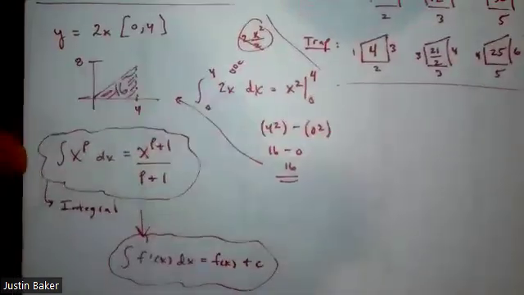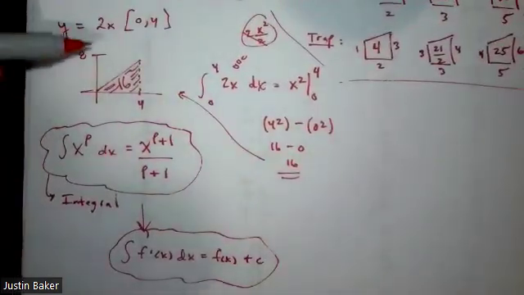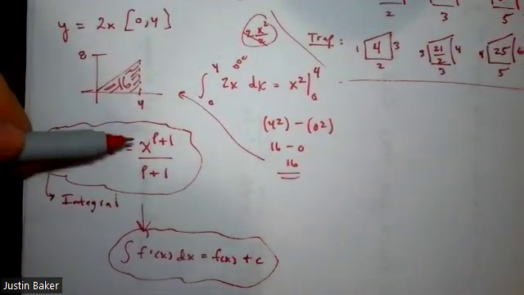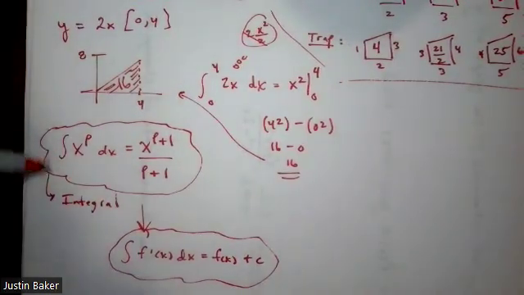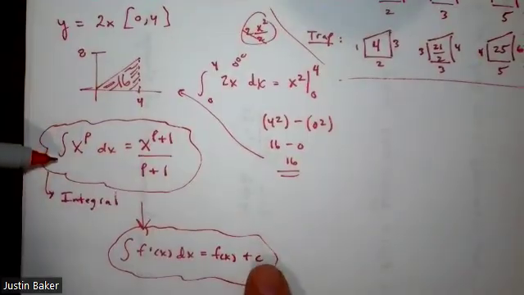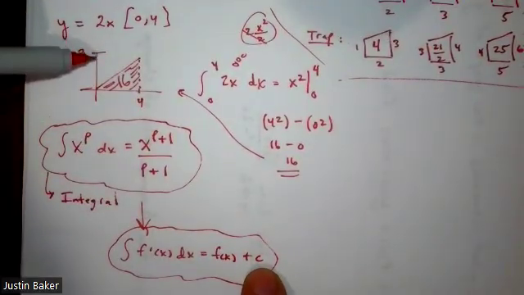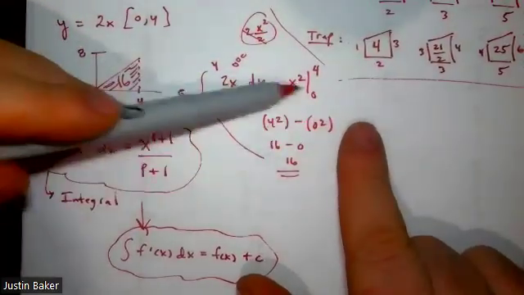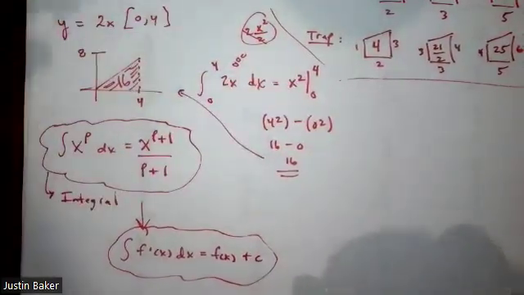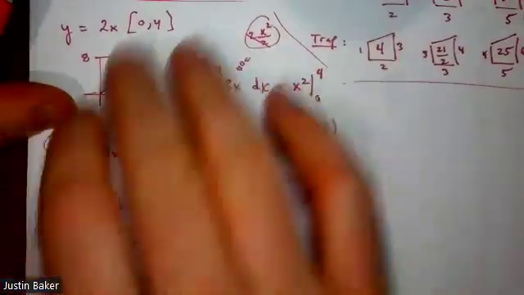So in summary, to integrate something that's pretty basic, you add 1 to the power, divide by the new power. If there's no bounds given, you tack on plus C. If there are bounds given, we evaluate by plug in the top minus plug in the bottom. Does anybody have any questions on that?